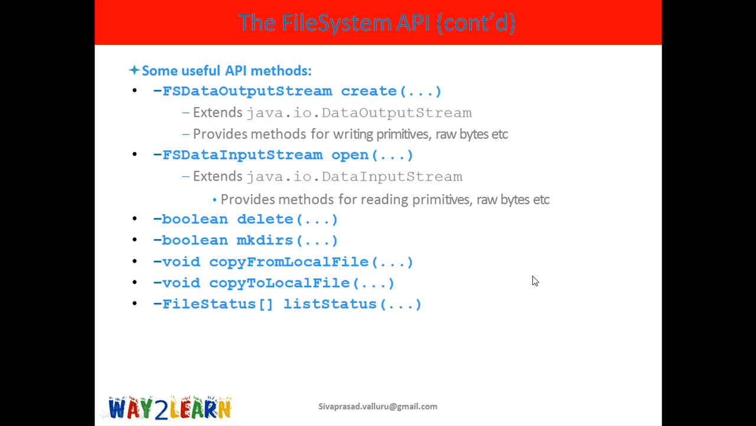Let us see an example. If you want to create a new file using the FileSystem object, you can just call FileSystem.create and pass the Path object. This create method will create a file in HDFS and return an FSDataOutputStream object. FSDataOutputStream is a subtype of java.io.DataOutputStream, so by using this output stream you will be able to write content into that file.